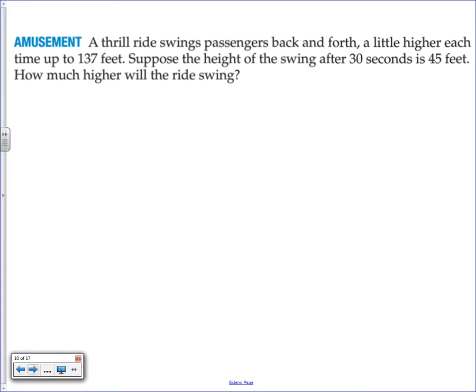What is my unknown? What's my unknown? Yep, what do you think, Don? How much higher? What do you want to use? H? M? I don't care as long as it's not an O. What's the cutoff? What's the goal here? 137? Am I going to go greater than 137 or less than 137? Less than, could I be equal to? Yes.